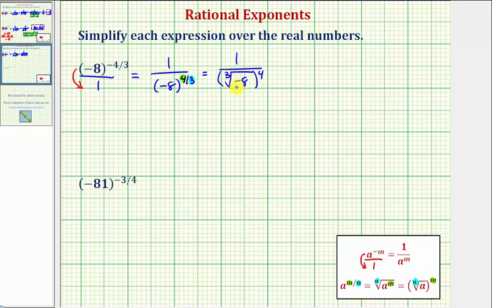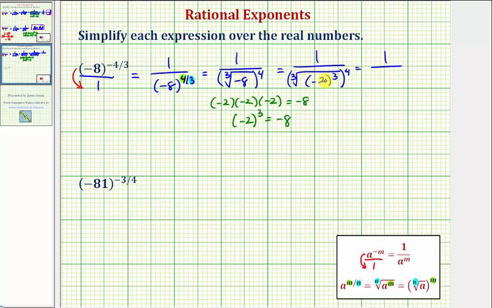Now we want to simplify the cube root of negative 8, which means we want to determine if negative 8 has any perfect cube factors. And negative 8 is actually a perfect cube because negative 2 times negative 2 times negative 2 equals negative 8. Or if we want, negative 2 cubed equals negative 8. So we can rewrite this as 1 divided by the cube root. Let's go and just write negative 8 as negative 2 cubed. And all this is raised to the 4th power.